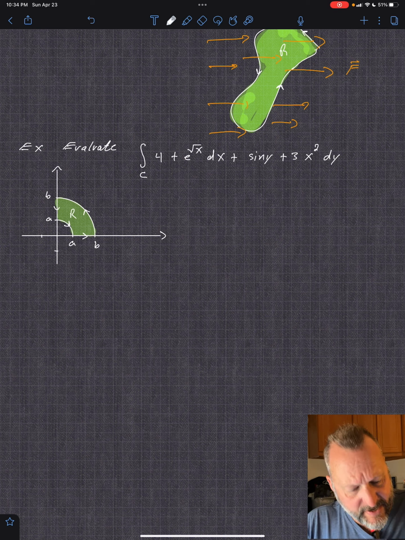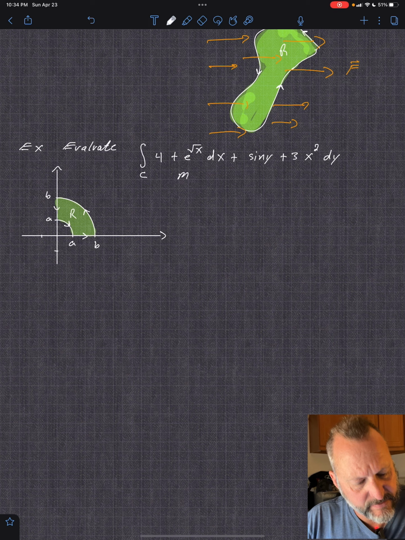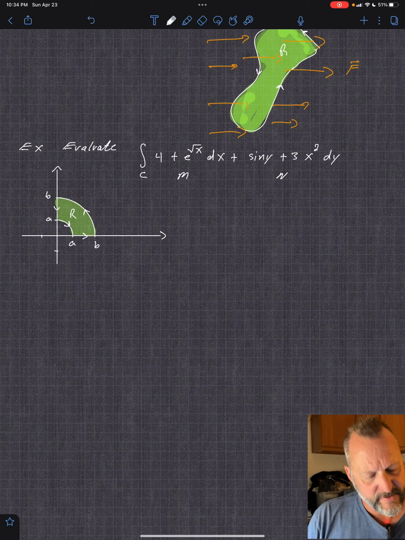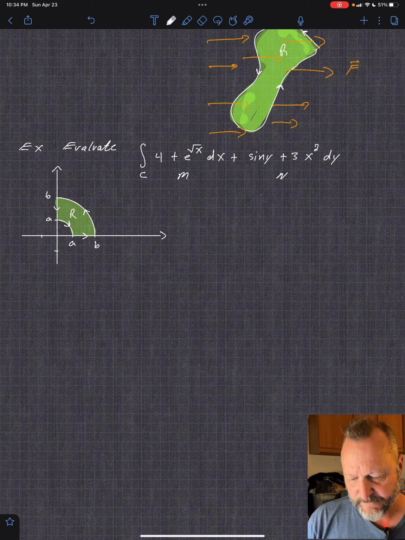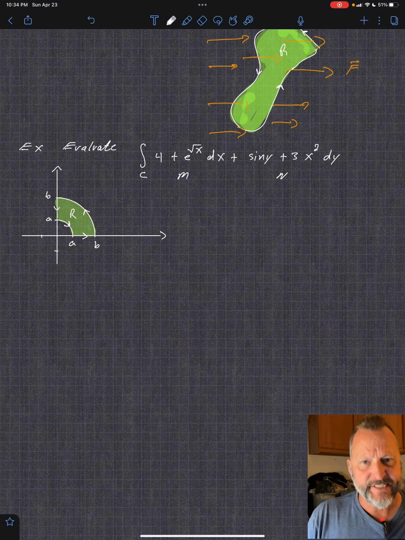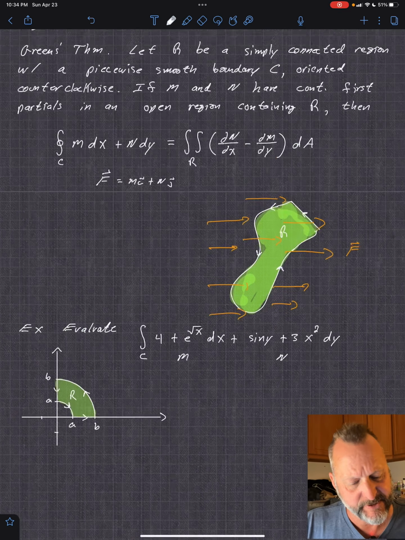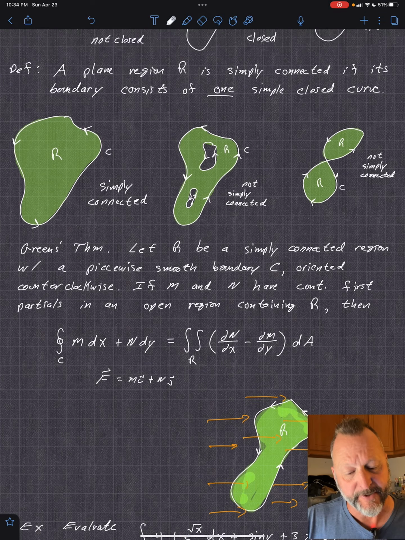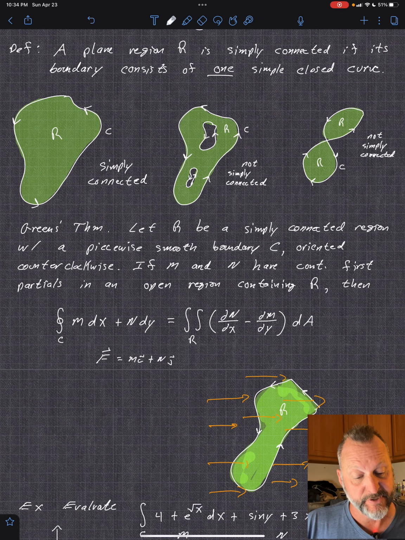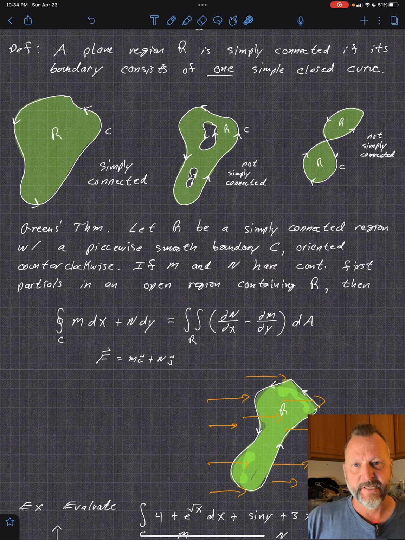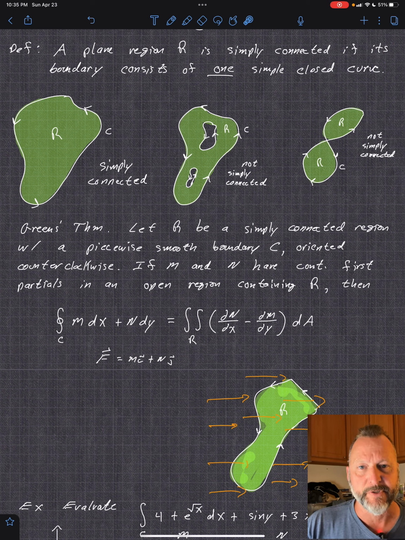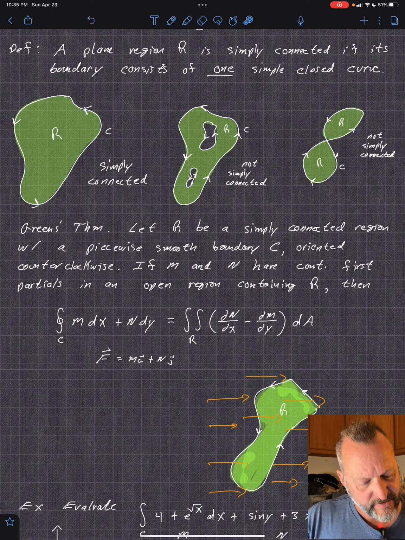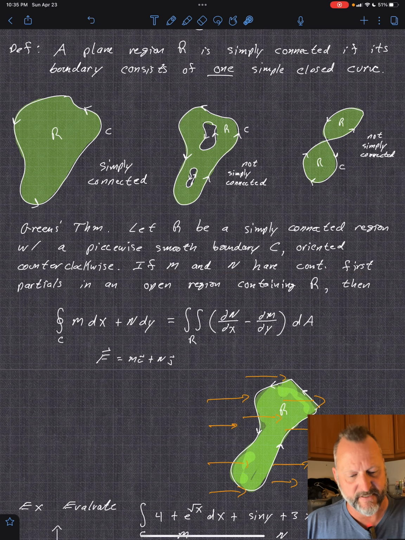All right, so this is M, this is N. It's always M, N. Now you need to state the hypothesis. This is the key piece to these theorems. When we get to all these theorems, you need to state the hypothesis, even if you don't necessarily have to show it, but you have to at least state it. Let R be a simply connected region. Okay, that's fine. M and N have continuous first partials, so you'd have to state that.